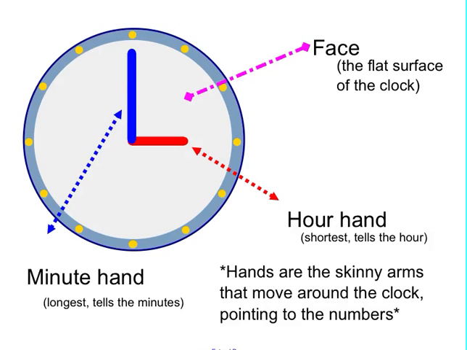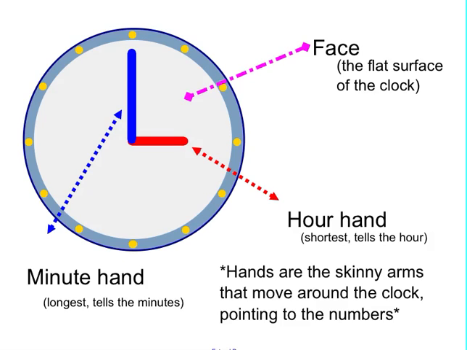The first part of the clock is the face. The face is the circular surface, the flat surface of the clock. The second part are the hands. There's an hour hand that tells the time on the hour, and there's the minute hand, which tells the time as far as the minutes go around the clock.